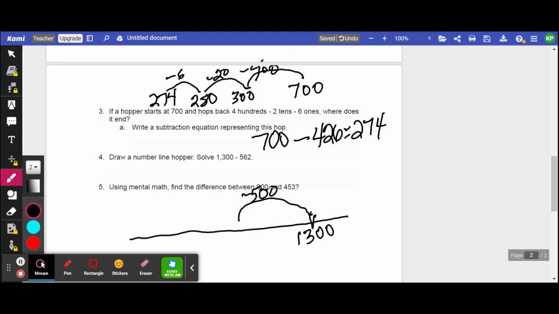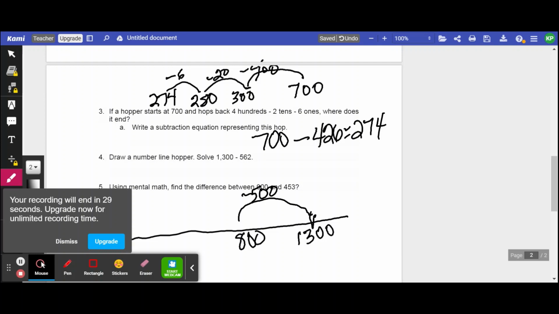So I don't have to do anything to the tens or the ones column. I just am looking at the hundreds. So if I have 13 hundreds, 1,300 represents 13 hundreds, and I have 13 minus 5, that leaves me with 8 hundreds. So I had 13 hundreds, and I took off 5 of them, and I'm left with 800. Okay, so next I'm going to take off 60. So if I have 800 minus 60, that leaves me at 740. Then the next one is going to be taking off 2, which leaves me at 738.